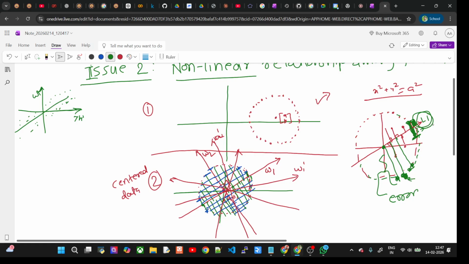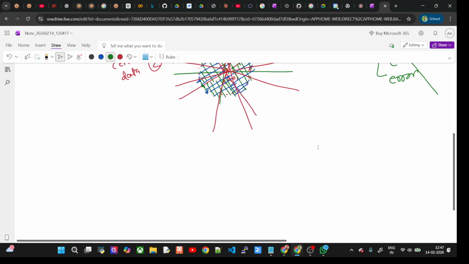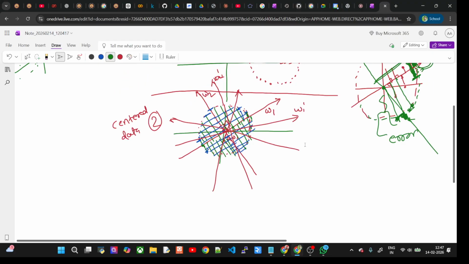But what will happen if I just draw some other line like this? Maybe these points are happy with this, but what happens for these points? The error is too big for this L2 line. For the circle there is no one special line, because this line W1 will be good for these points but not good for these.